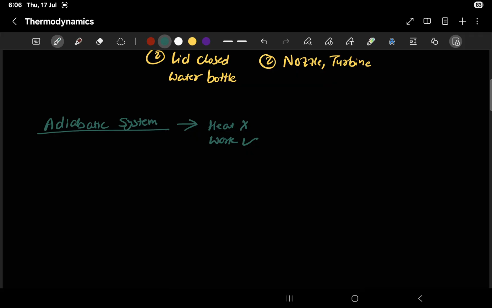And if we say that there is no work transfer, then this becomes an isolated system.